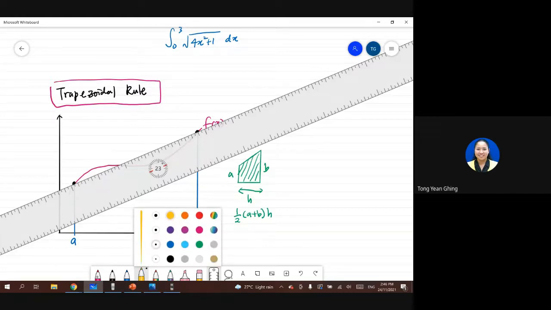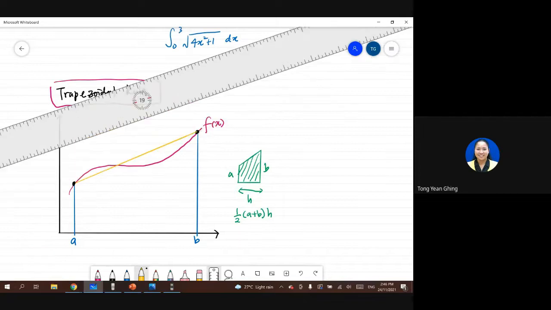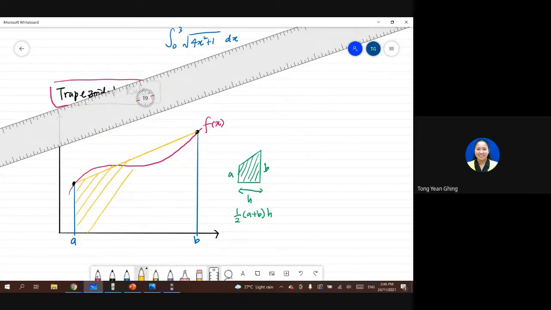Take like this. I draw the line like this. Okay, so that means I can get this one as a trapezium, and we can find the area of this trapezium, right?